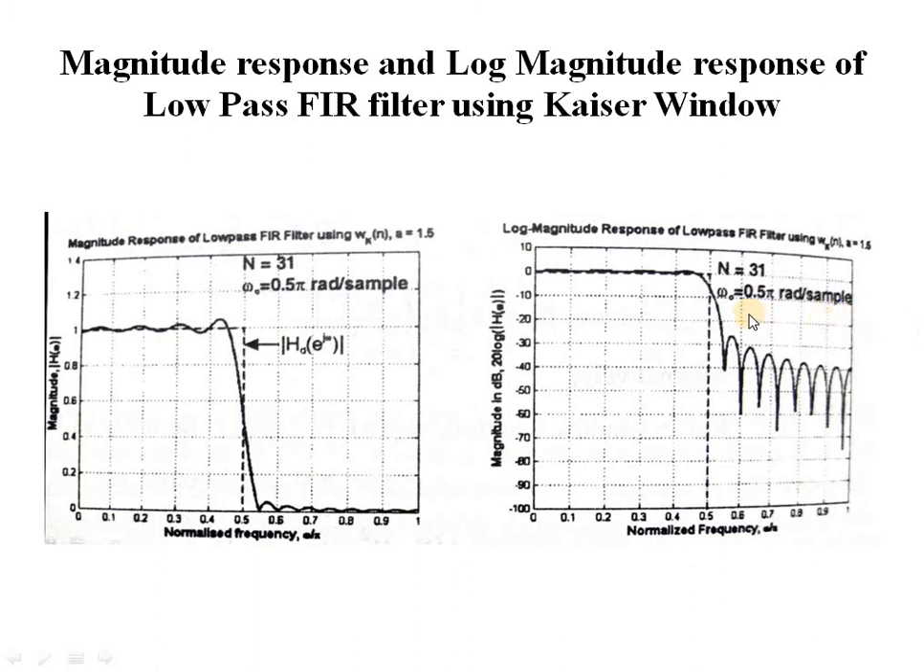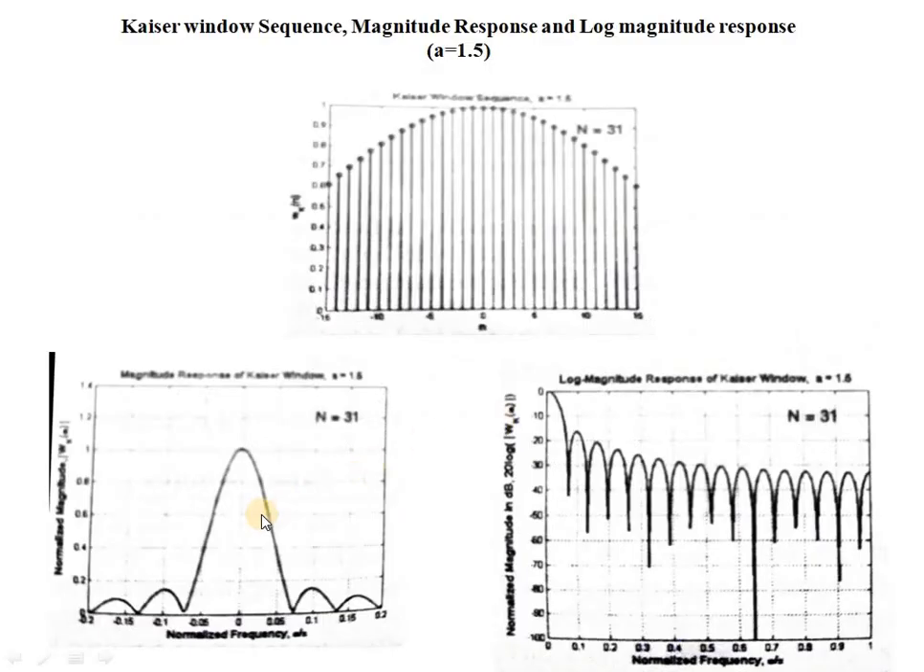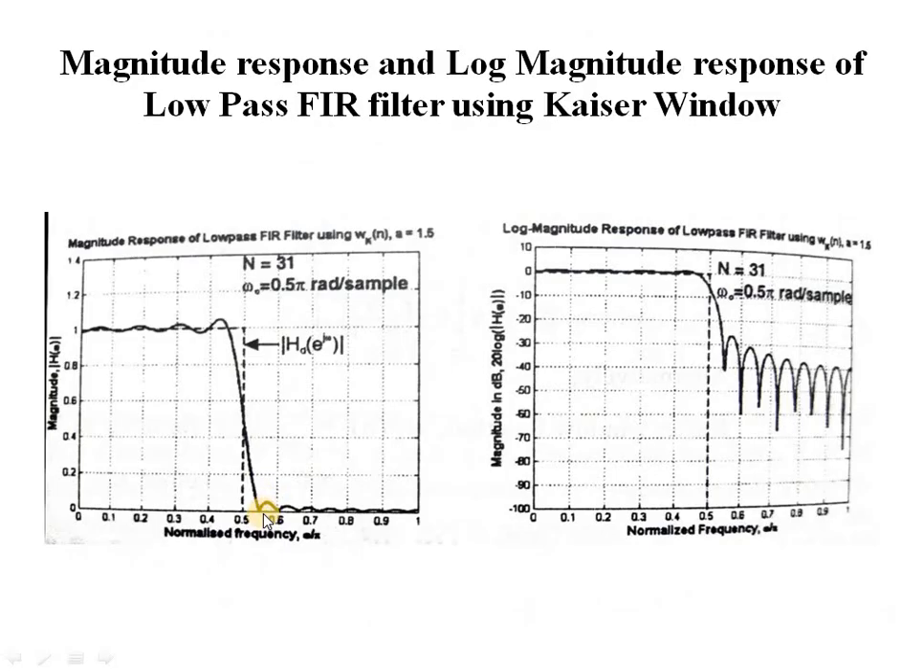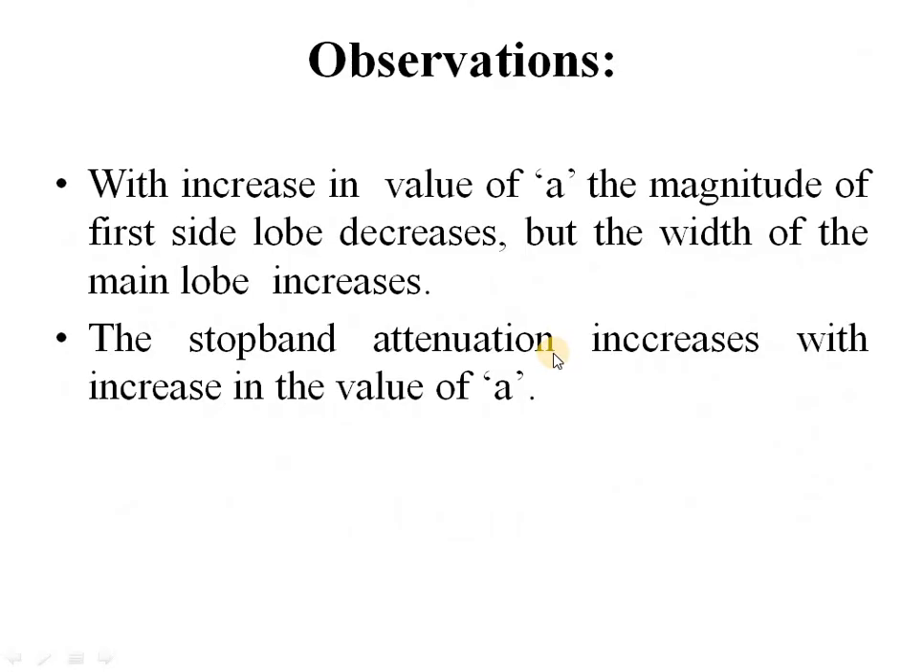That means whenever a is increased, the first side lobe level reduces, but the main lobe width will always increase. And whenever we design a low pass FIR filter using Kaiser windowing, the stop band attenuation also increases with the increase in the value of a, generally.